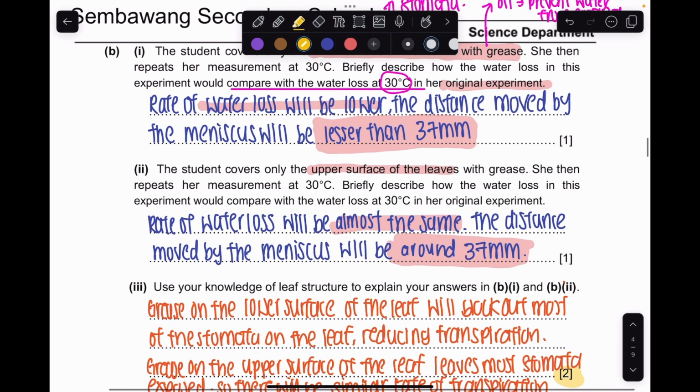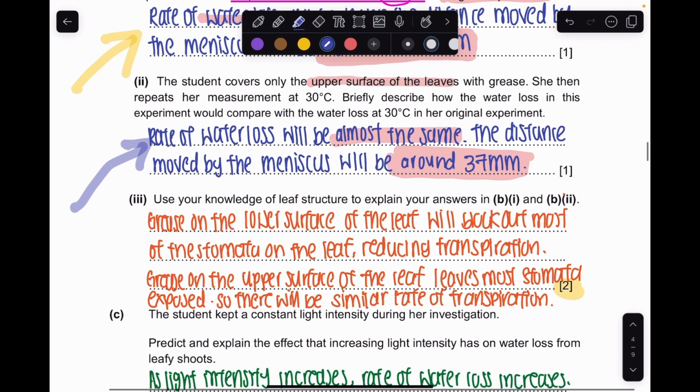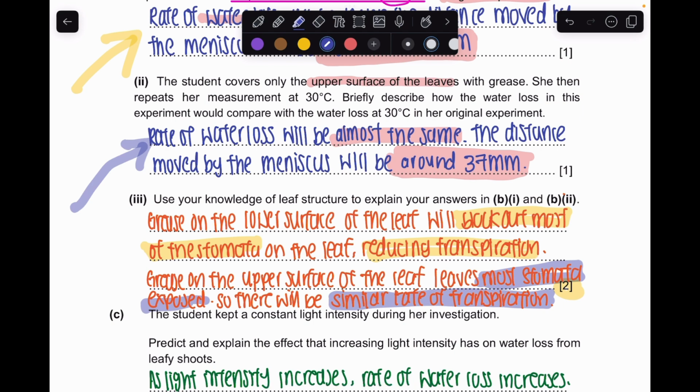So tell me what's happening at part 1, and then another mark will be given to what's happening at part 2. So if you cover just the lower surface, then that will block out most of the stomata. Hence, there will be really lesser transpiration. But if you just cover the upper surface of the leaf, then most of the stomata will still be exposed, so there is a similar rate of transpiration. Okay, so 1 mark for each of these points.